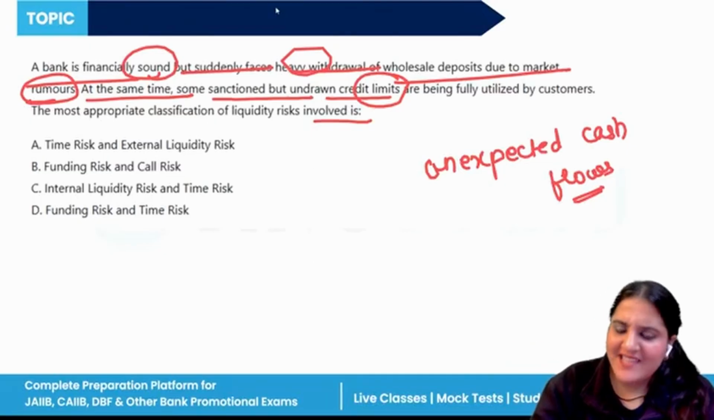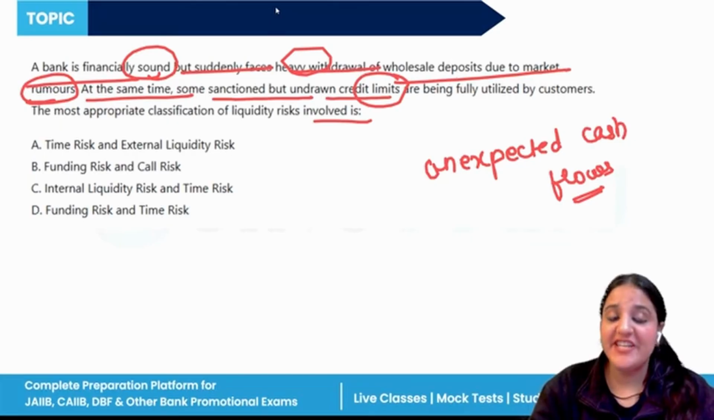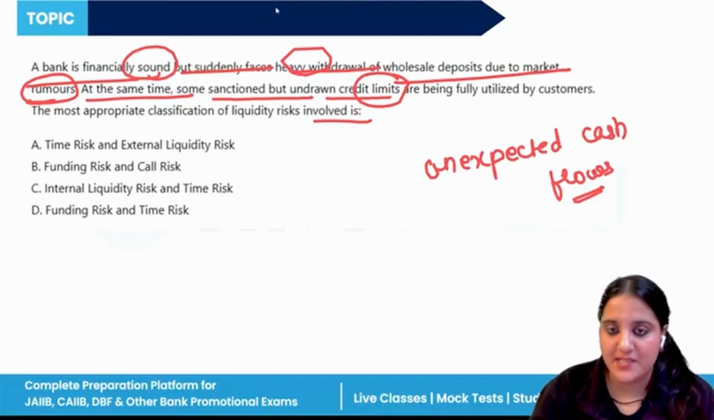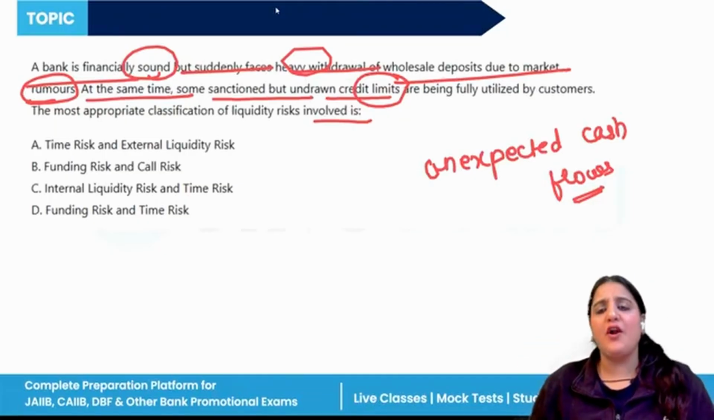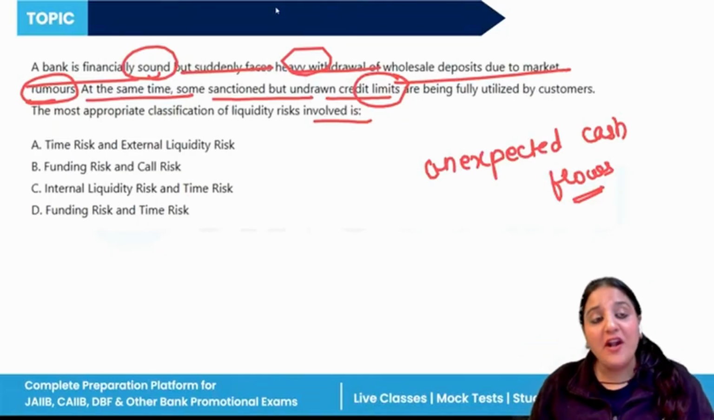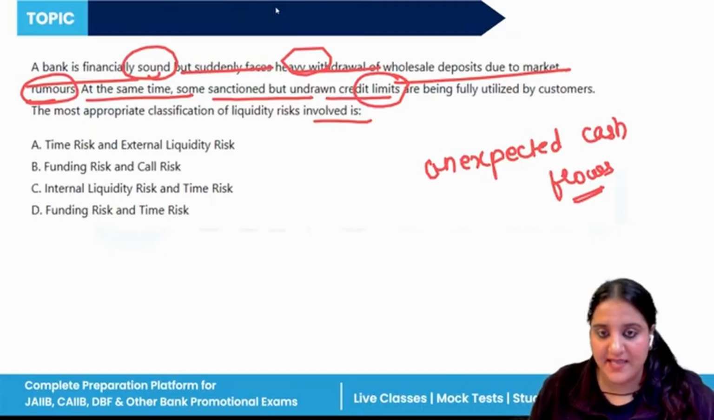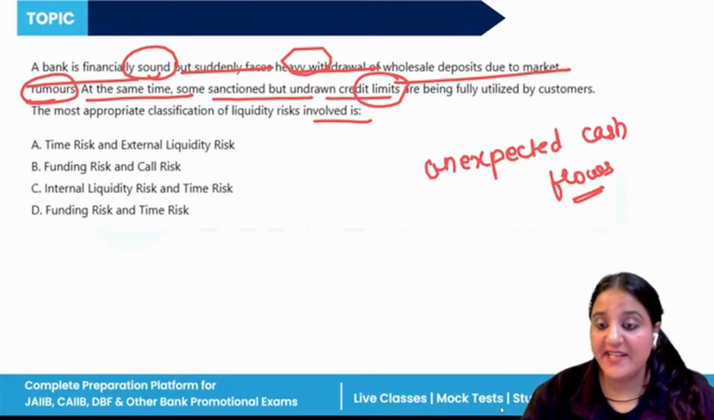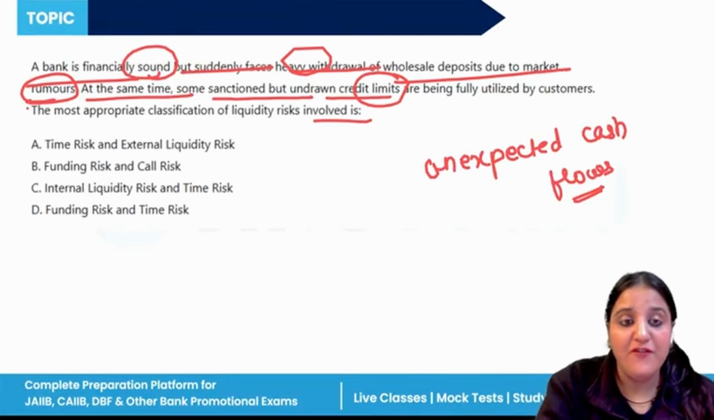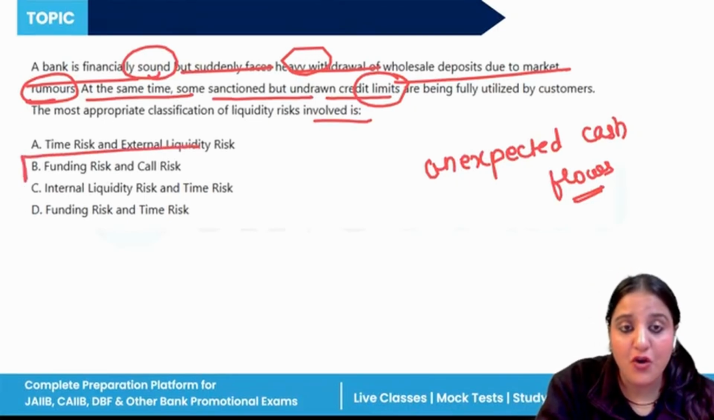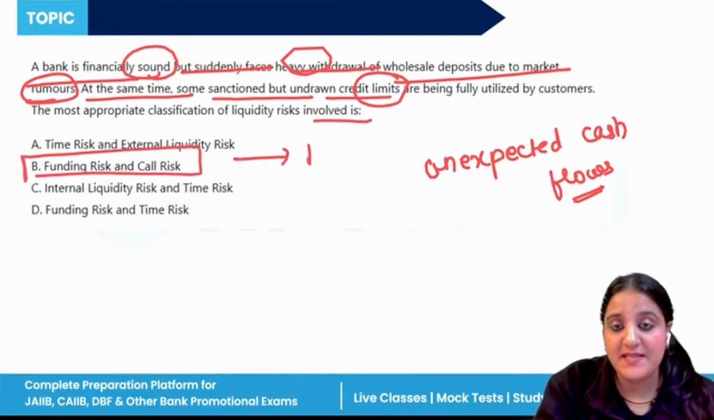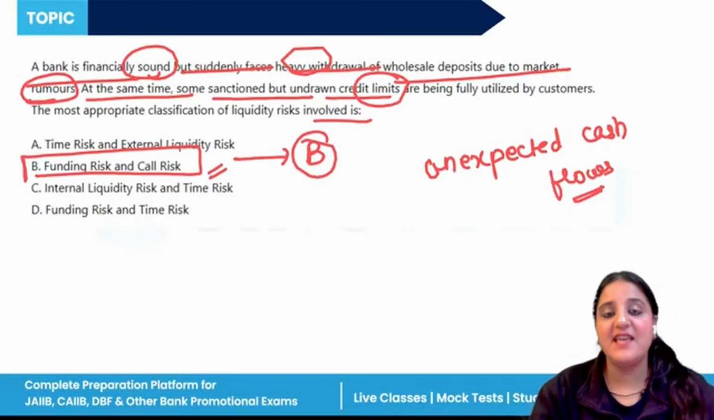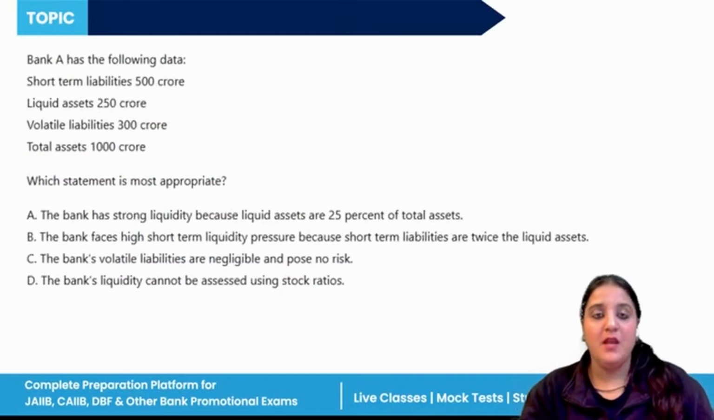So, utilization of sanctioned credit limit means non-fund based or committed limits are converting into fund-based exposure. This is called call risk because contingent liabilities are crystallizing here, right? So we can say the correct answer of this option is funding risk and call risk. Option B is correct here. Funding risk and call risk.